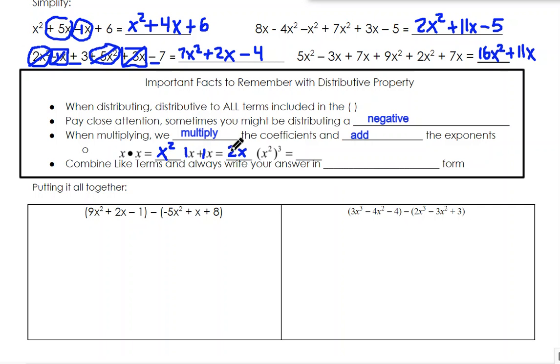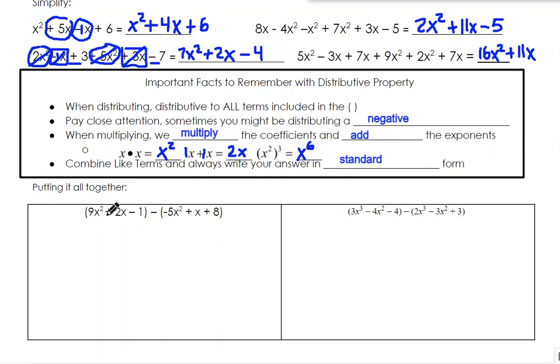We're adding them together. 1 plus 1 is 2. Right? X to the second power raised to the third power. Remember, we multiply those two. 2 times 3 would give me x to the sixth power. Okay? Then we would combine our like terms and write our answers in standard form. Always in standard form. Okay? All right, so let's try one.